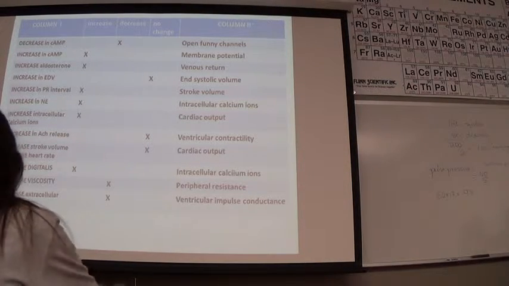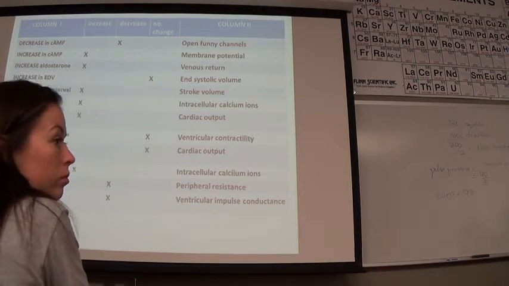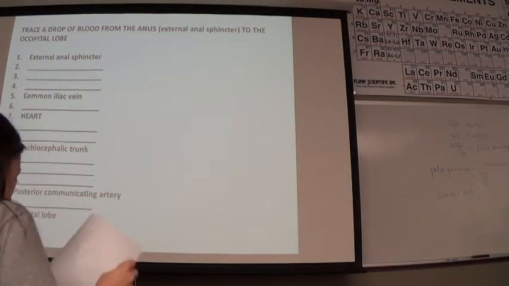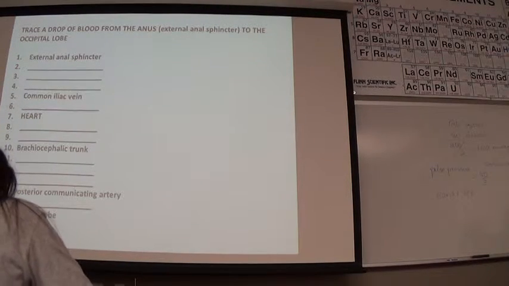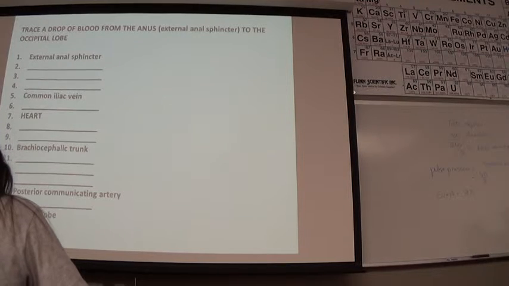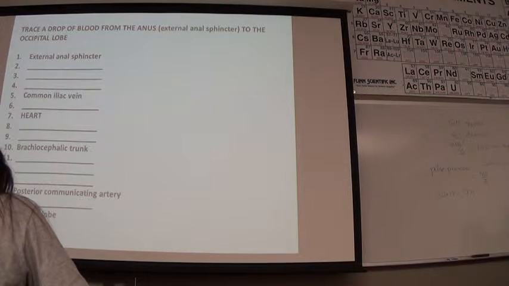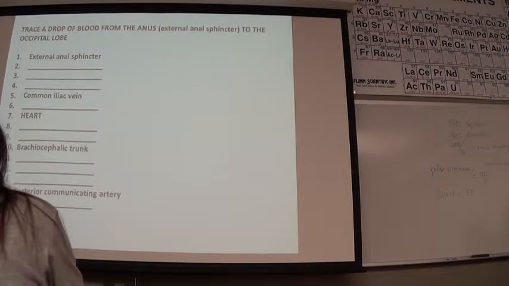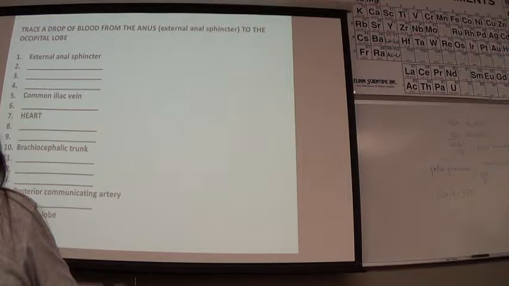The last slide is going through a practice blood tracing. So we trace a drop of blood from the opening of the rectum to the occipital lobe of the brain. So we start at the external anal sphincter, and are we going to veins or arteries here? Veins. So the inferior rectal vein. The anus would be inferior.